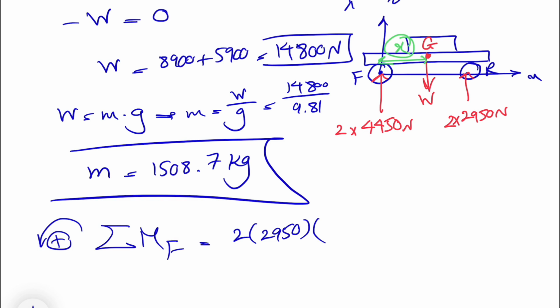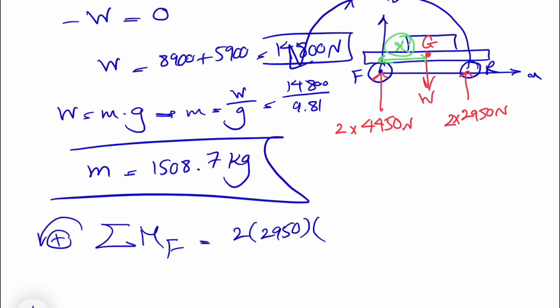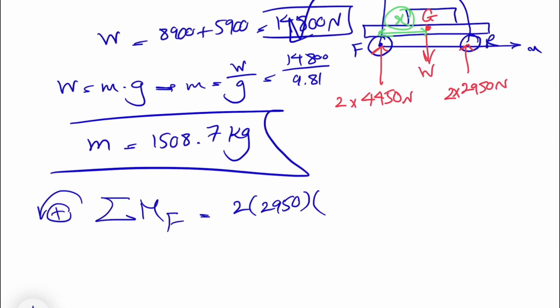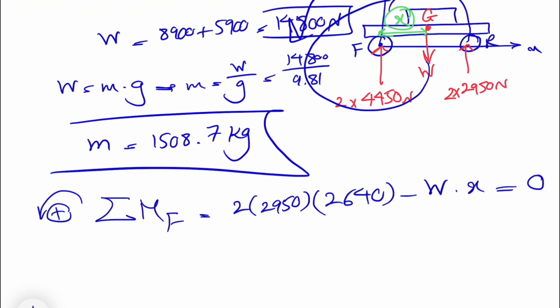By the way, we are using the 2D shortcut that we have for the moment. I'm going to put the link in the description. There's a tutorial on the channel that you can go through just to refresh your mind if you need to. The moment of this force, as we can see, is counterclockwise, so positive, and the distance is the distance of the rear wheels to the x-axis, which here is 2640. And we have the moment of the weight, which is clockwise, so negative sign, W, which we already know from the previous part, times x is equal to 0.